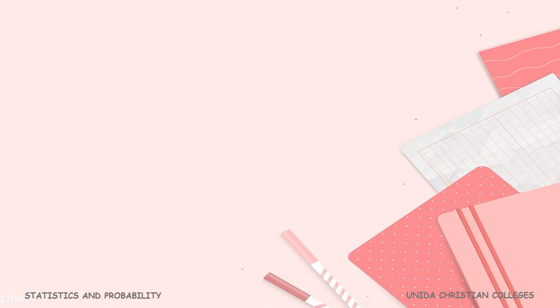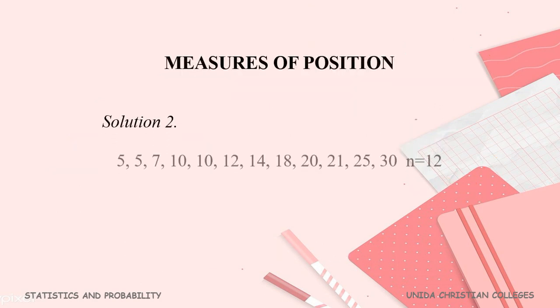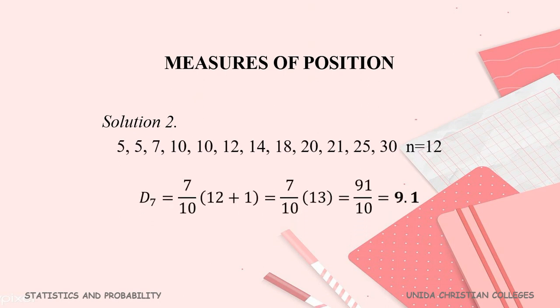Okay? Next, sunod naman natin yung pangalawang hinahanap. Solution number 2, we are solving for the 7th decile naman. Since 7th decile lang tinatanong, pang ilang percent sa data mo yon? The 70% of your data. So, same pa din ang process. 12 plus 1, we have 13. Ayan. And then multiply. 7 times 13, we have 91. And then 91 divided by 10, we have 9.1.